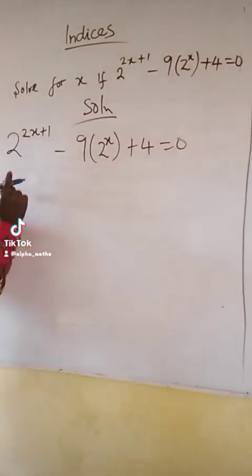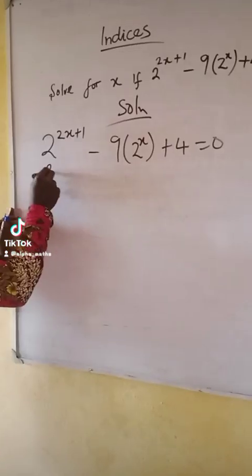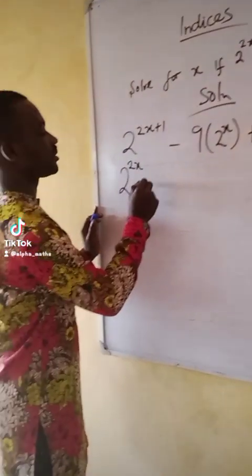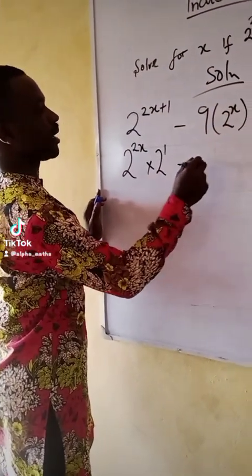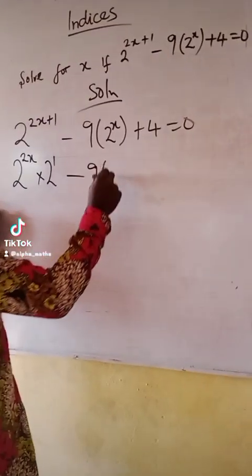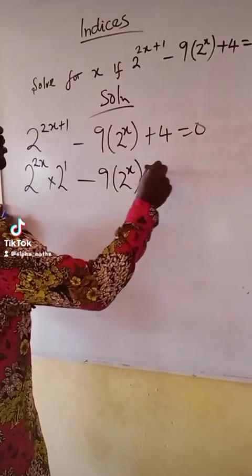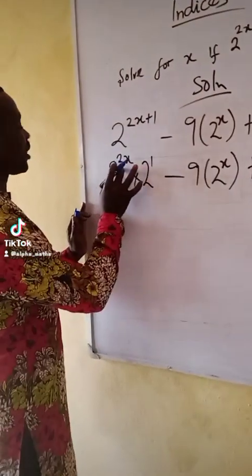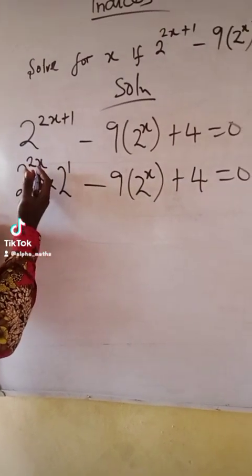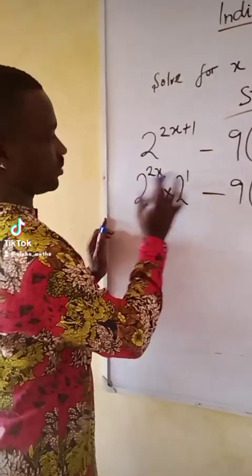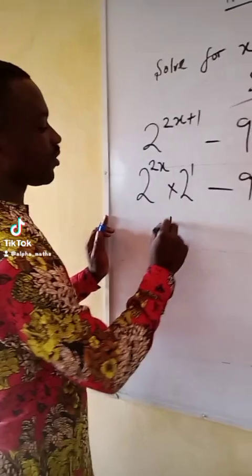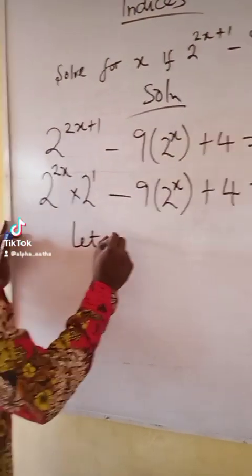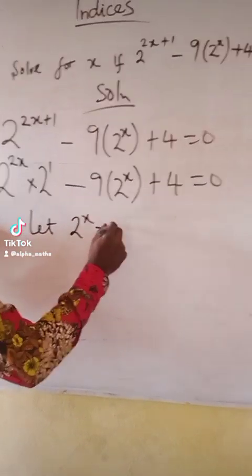When you break this down, you agree with me from your law of indices that this is the same thing as 2 raised to 2x times 2 raised to 1, minus 9 times 2 raised to x, plus 4 equals 0. Yes. Now, you also agree with me that this is the same thing as saying 2 raised to x, all squared. So we can leave it here, but before then, let's form an equation so that we will be able to solve this. Let's say that 2 raised to x equals y.